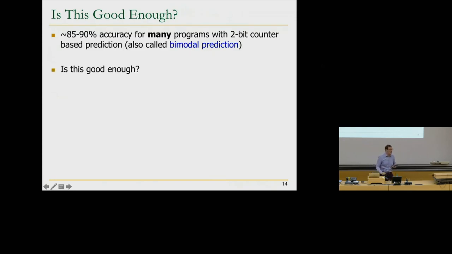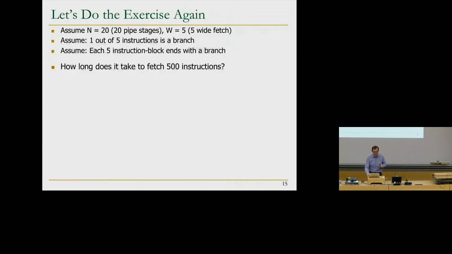But I'll ask the question, is this good enough? And you will hopefully tell me no, because we already did this exercise last time, right? How big is the branch problem? So I'm going to remind you the exercise we did with higher prediction accuracy numbers. So basically we have 20 pipeline stages. We're fetching 5 instructions per cycle. 1 out of 5 instructions is a branch, which means that there are 100 branches that we're fetching, and each 5 instruction block ends with a branch.